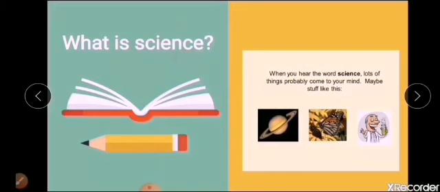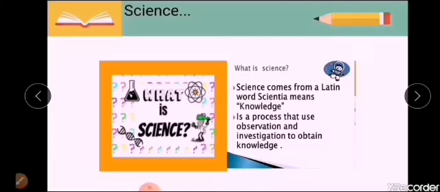is. See, when you hear the word science, so many things come to your mind, like the subjects you are learning, physics, chemistry, maths, or nature, the universe. But actually, the word science comes from the Latin word scientia, which means knowledge. This is the knowledge which we obtain through observation and investigation, which we conclude as our results and put into science.